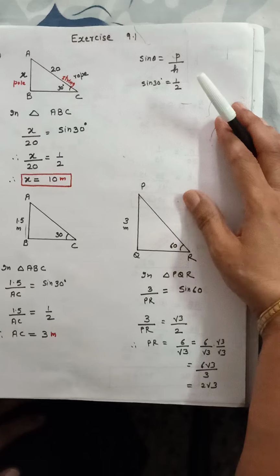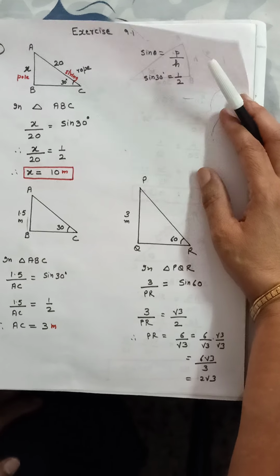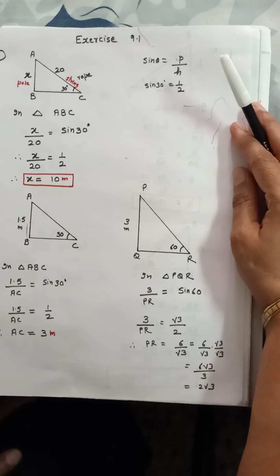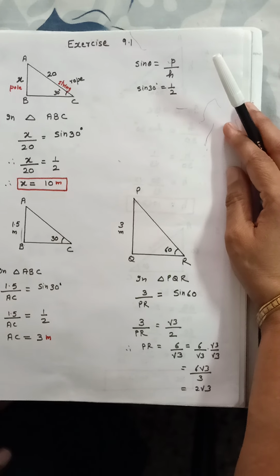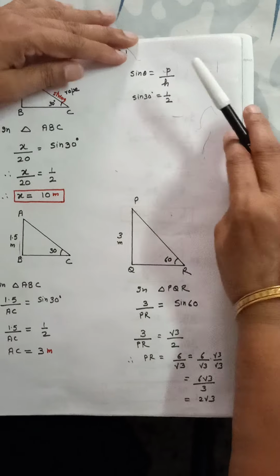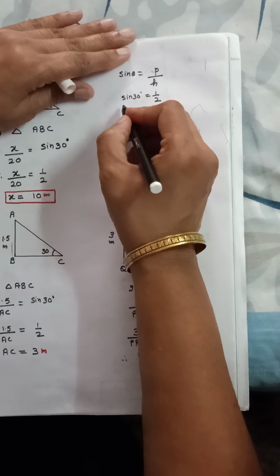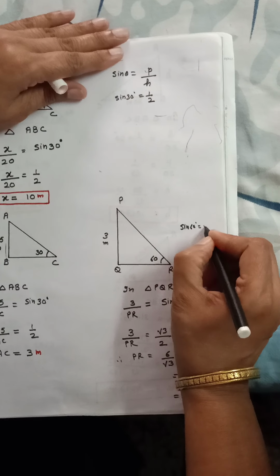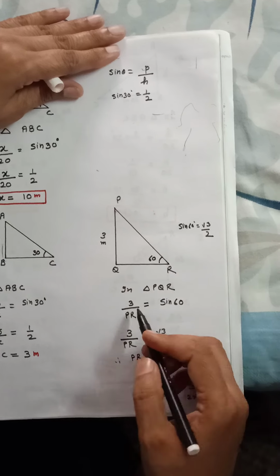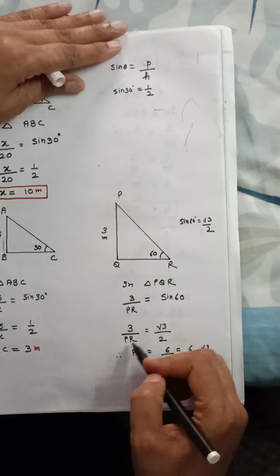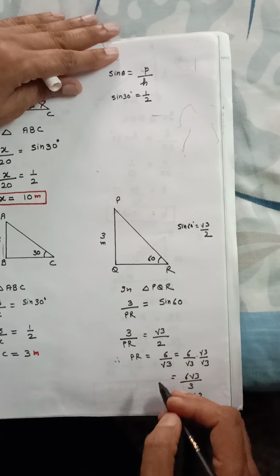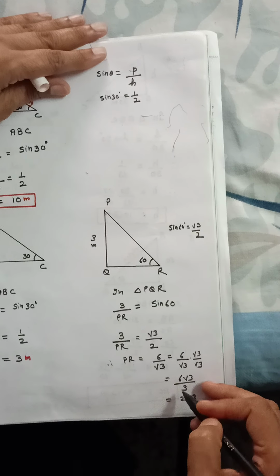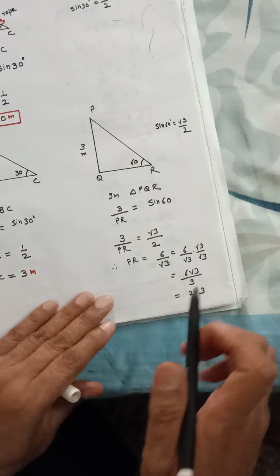So I have to use here the trigonometric ratio sine. So I can write 3 upon PR is equal to sine 60 degree. The value of sine 60 degree you have to learn: it is nothing but root 3 by 2. Now, 3 upon PR is equal to root 3 by 2. After cross multiplying, you get the value of PR as 6 upon root 3, cancel it, and you will be getting 2 root 3.